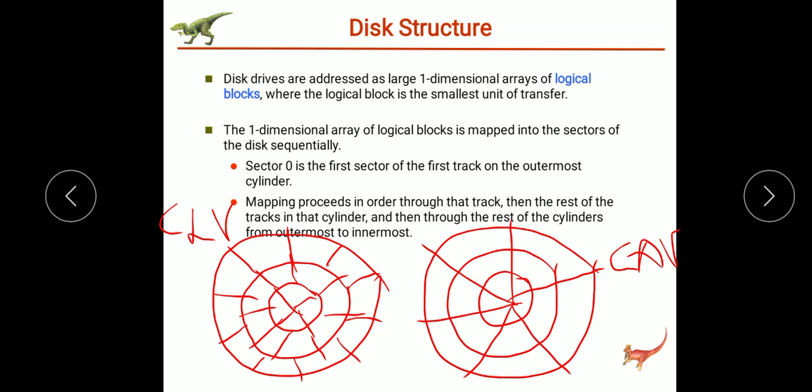So here the number of sectors available on each track will be the same even though the density is not the same. This method is used in hard disks. These are used in hard disk drives. Okay. So these drives are addressed as large one-dimensional arrays of logical blocks. These logical blocks are nothing but sectors. And the first sector is available on the outermost cylinder.